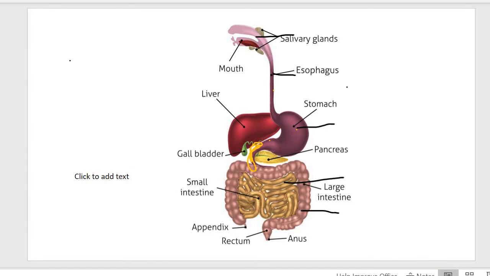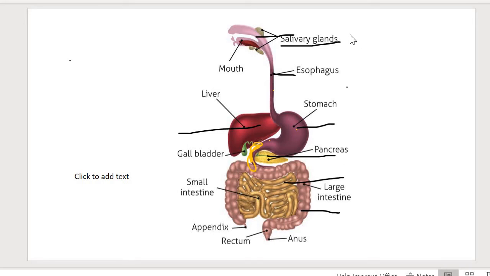When we are talking about digestive system, it will include all these parts which I have discussed right now, along with salivary glands, liver and pancreas. So digestive system is a system which includes alimentary canal plus all three important digestive glands, that is liver, salivary glands and pancreas. How many types of salivary glands we have?